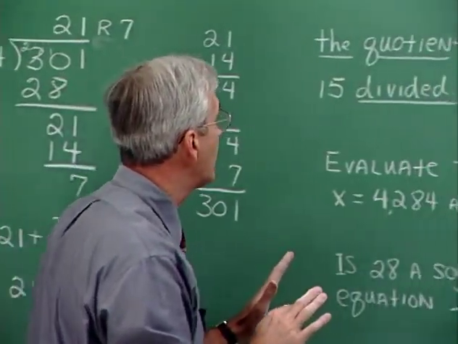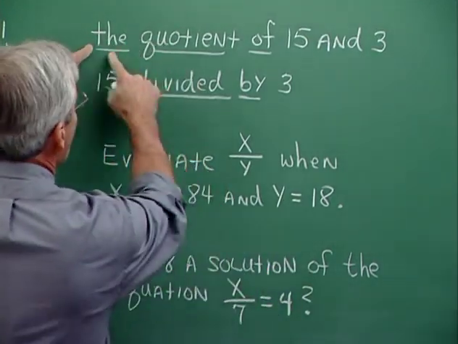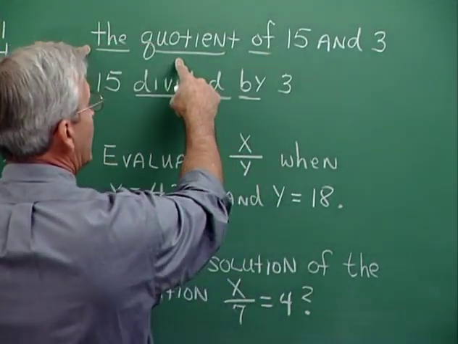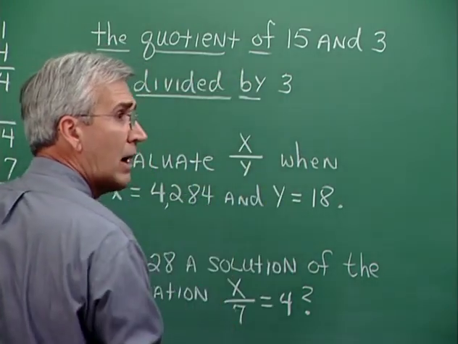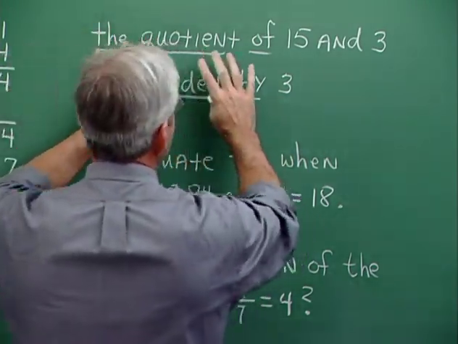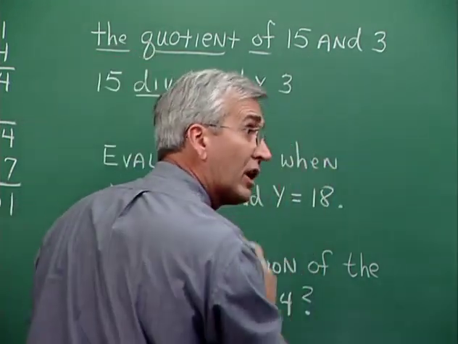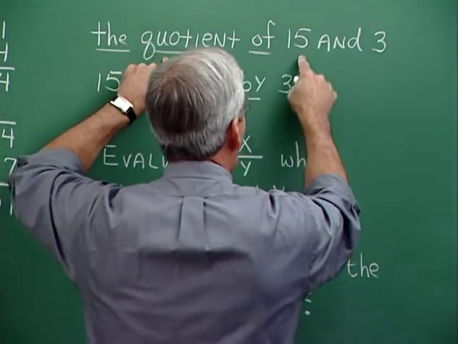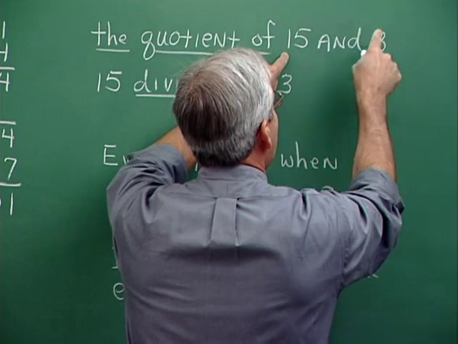A couple of words and word phrases lead to the notion of division. I guess it's kind of obvious. The quotient of. Quotient is the answer in a division problem, so the word quotient leads us to a division problem. Now, the important thing is to set the problem up correctly, to divide which number into which correctly. The quotient of one number and another means we're taking this number and dividing by that one.